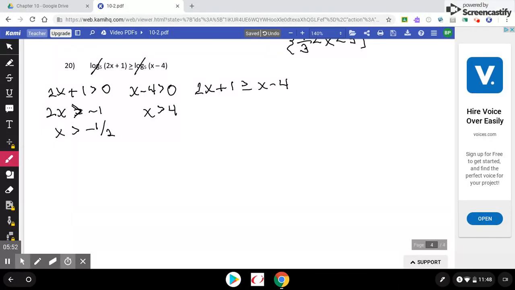So I'm going to solve this one very similar to the way I just solved the last one. Subtract x from both sides. Really? 3x? No, I don't think 2x minus 1x. Let's try that again. That's why it's a good idea to put the work underneath, guys. So that's 1x plus 1 greater than or equal to negative 4. Subtract 1 from both sides. I get a negative 5.